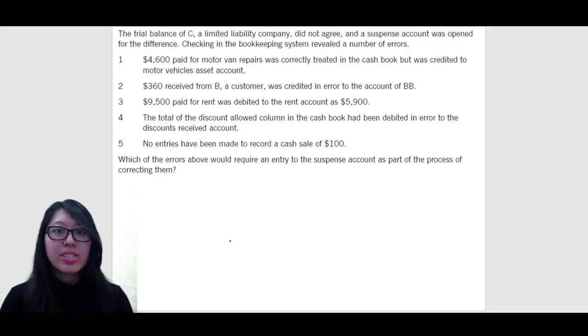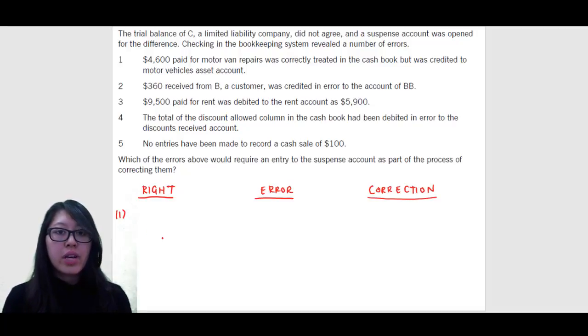Let's try this next question as practice. The trial balance of C, a limited liability company, did not agree, and a suspense account was opened for the difference. Checking in the bookkeeping system revealed a number of errors. Let's read the question first. Which of the errors above would require an entry to the suspense account as a part of the process of correcting them? Okay, so I'm going to open the 3-column format again to help us learn what should be the correcting double entries. Okay, let's start off with the first one.